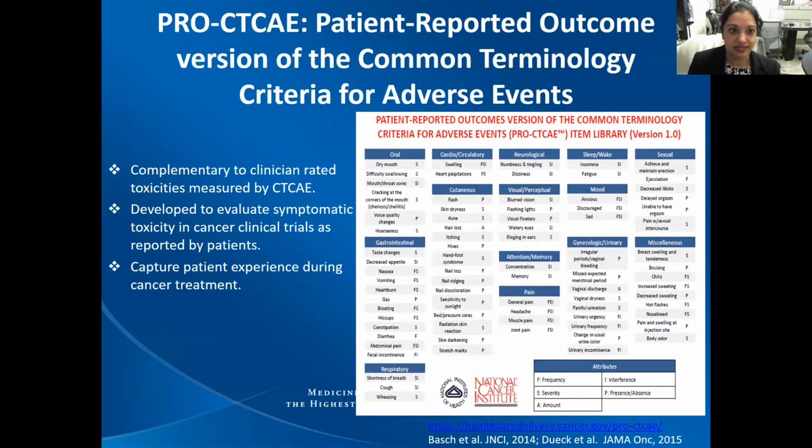What is PRO-CTCAE? PRO-CTCAE was developed early on by Dr. Sandy Mitchell and investigators like Dr. Ethan Basch and Dr. Amy Lou Dueck to be complementary to the clinician-rated CTCAE approach to managing AEs. It was developed to evaluate symptomatic toxicity in cancer clinical trials, and these teams have already incorporated PRO-CTCAE into therapeutic trials. All the other 3 teams that work within the U01 consortium have done this. And there's a library of items. Each of the items has different attributes that I'll show on the next slide, where investigators can go on the website and choose items that they think are most appropriate for their trial.